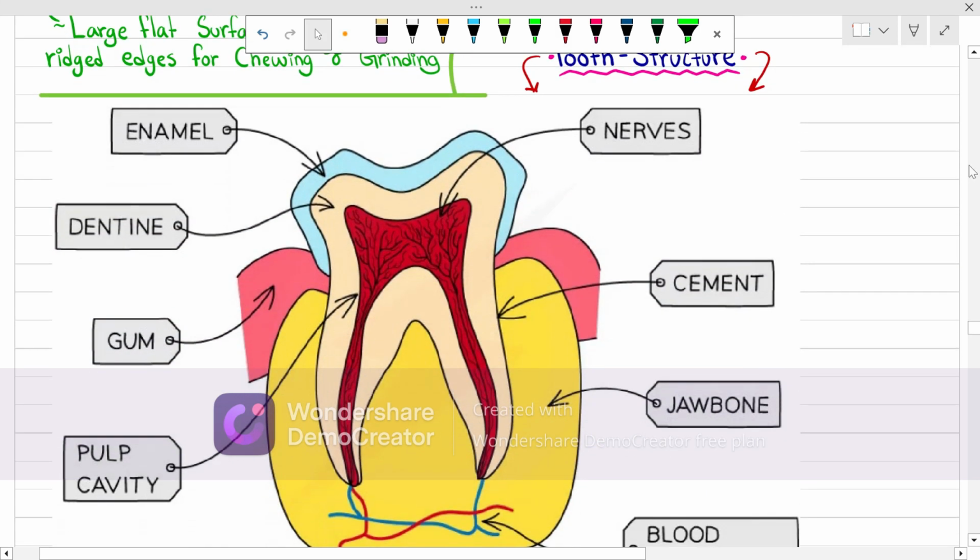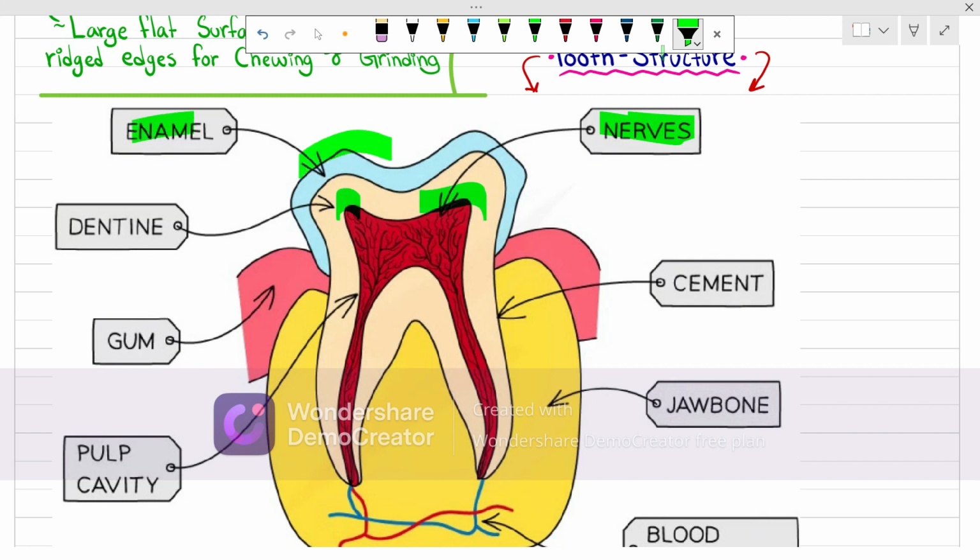This is the tooth structure. We have the nerves. This is the enamel, the outer layer of the tooth. This is the gum holding the pulp cavity. This is the cement, the white structure of the tooth that we see. This is the jawbone, and these are blood capillaries.